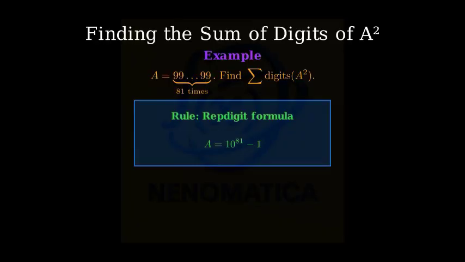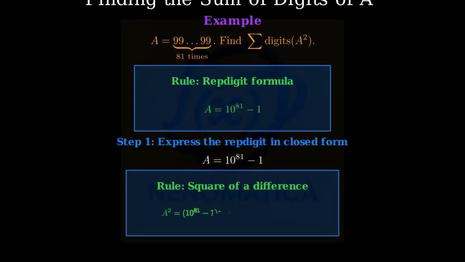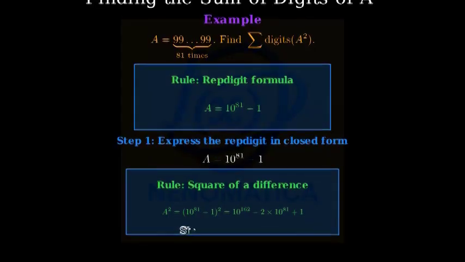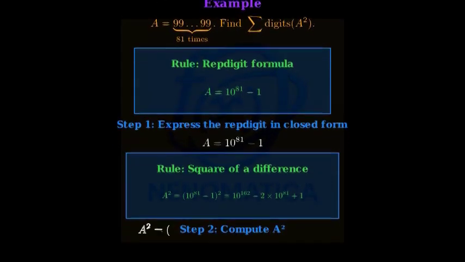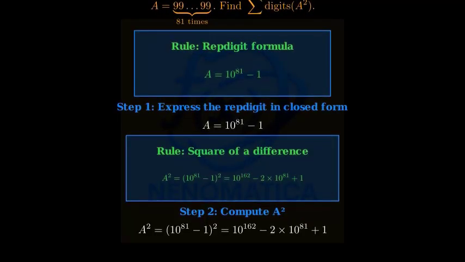A number consisting of n consecutive nines can be expressed as 10 to the power of n minus 1. So for our number a with 81 nines, we can write it as 10 to the power of 81 minus 1. Now, we need to square this number. We can use the formula for the square of a difference. The square of a minus b equals a squared minus 2ab plus b squared. In our case, we have 10 to the power of 81 minus 1, all squared.